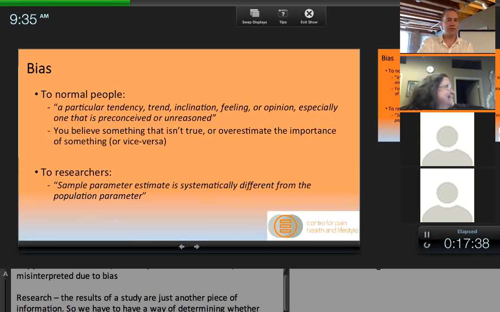So the sample parameter estimate is systematically different from the population parameter. There's probably not any point actually explaining that, which is a way of saying that I don't know what that means. But essentially, the upshot of that is you do a study and it's not right. Okay, so it's giving you an estimate of effect or an association or something which isn't correct. It's biased in some particular direction.